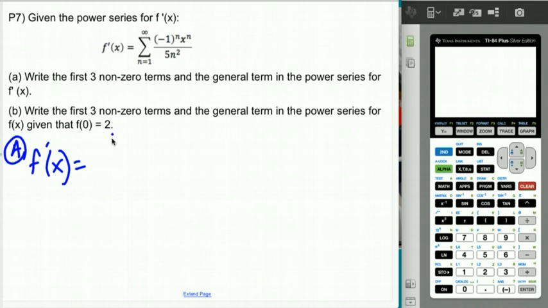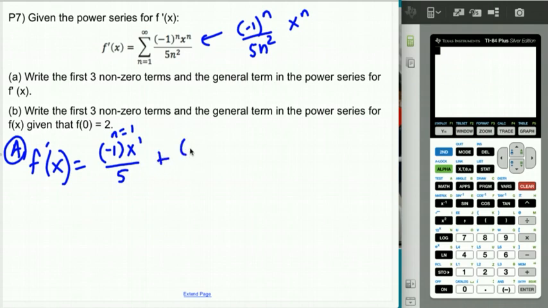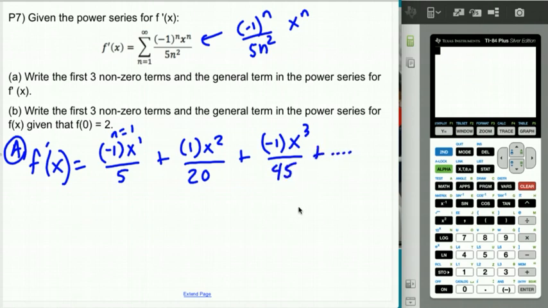So when I plug in n is 1, I'm going to get a -1, an x to the first, and a 5. Oh, and again, remember, it's a little bit easier if you write your coefficient out in front like this, and then your x to the n is next to it. When I plug in n is 2, I'll get a +1, x to the second, over 5 times 4, so that'd be a 20. When I plug in n is 3, I'm going to get a -1, an x to the third, and then a 45, because it's 5 times 9, plus dot, dot, dot.